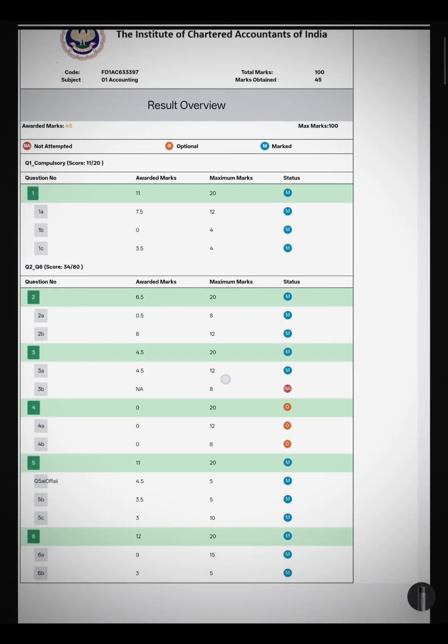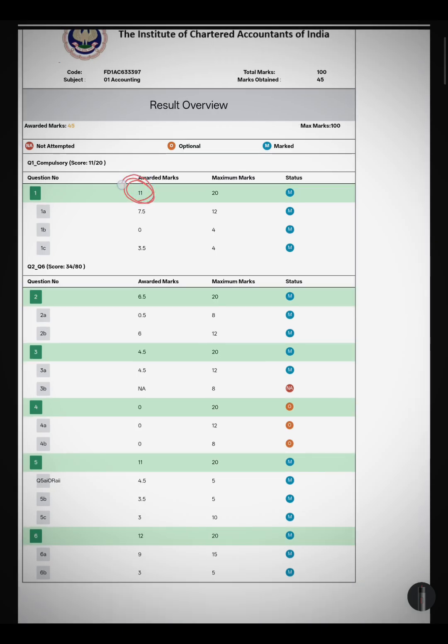So if I come to the overall paper, in 1 number out of 12 marks I was able to score 11 marks. In 2 number I was able to score 6.5 out of 20. In 3 number out of 20 I was able to score 4.5, and in 4 number I didn't attempt the question as there was one optional question, so I just left it. In 5 number out of 20 I was able to score 11 marks. In 6 number out of 20 I scored 12 marks. After adding all this I was able to score 40 marks.